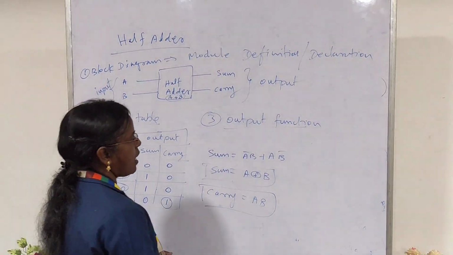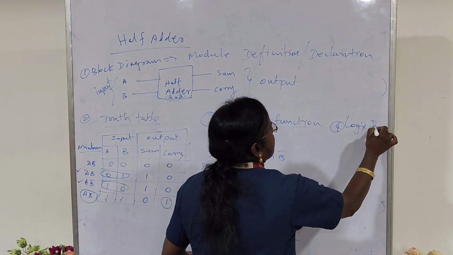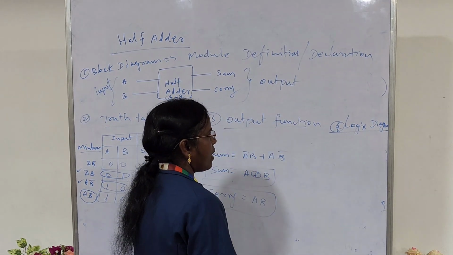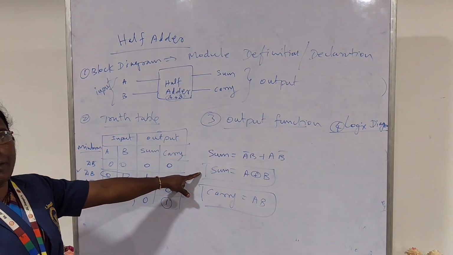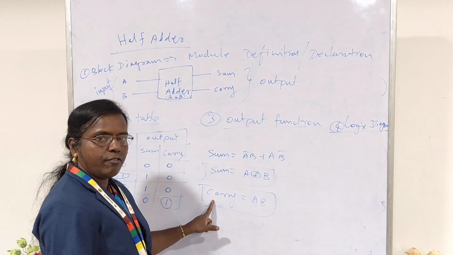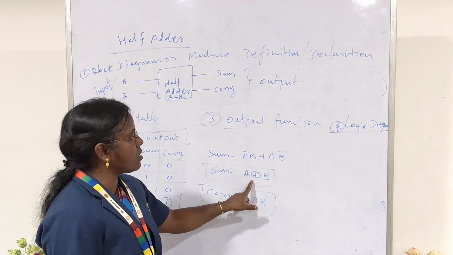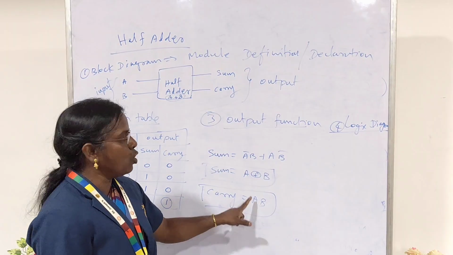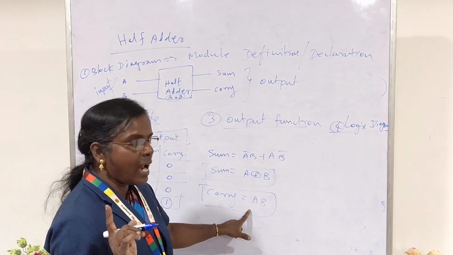So the last step is deriving the logic diagram. How can we draw the logic diagram? We need to implement the sum function using the XOR operation, and we need to implement the carry function using the dot operator, which is the AND operation. For the XOR operation we have a logic gate, and for the AND operation we have a logic gate. So we have to use one 2-input XOR gate and one 2-input AND gate.